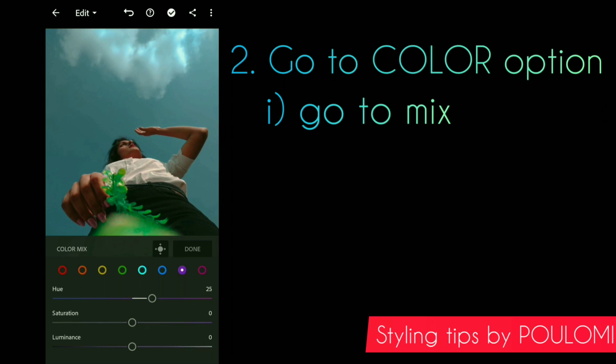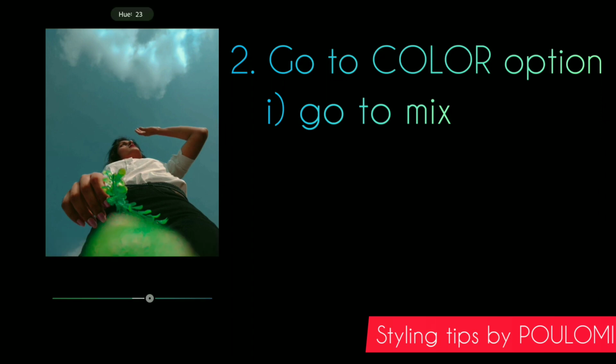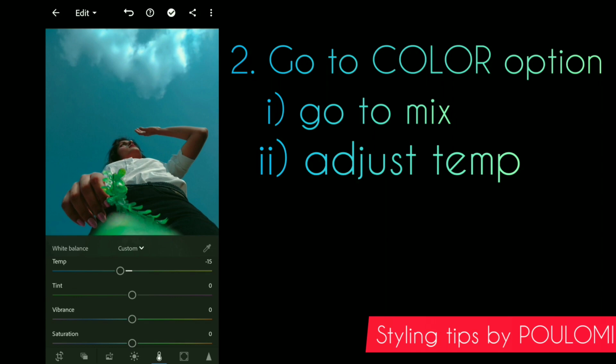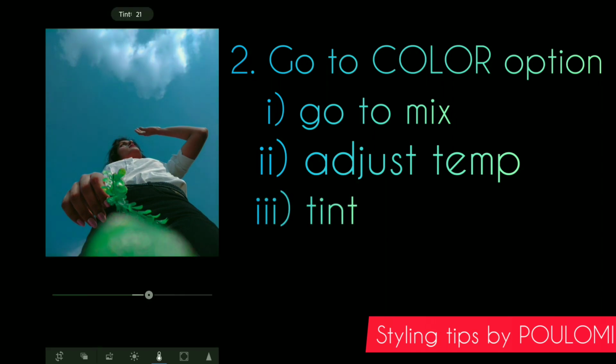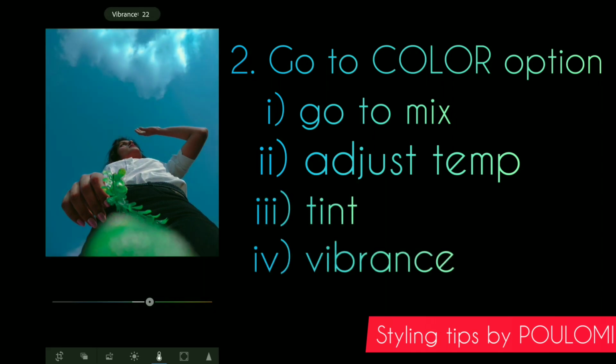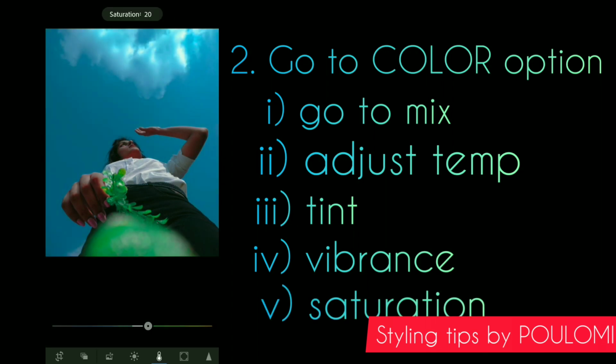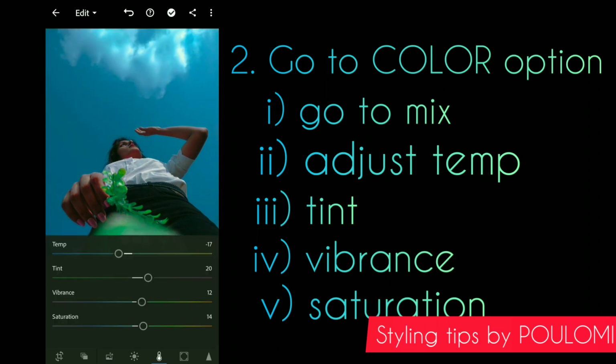So once we feel that we have got the desired result, we go to temperature. If we move the temperature towards the left, it gives a bluish effect, and moving towards the right gives a yellowish effect. And then comes the tint, where we get a purplish or greenish effect on the left and the right side respectively. And then comes the vibrance, where we get to highlight our pictures. And then comes the saturation.